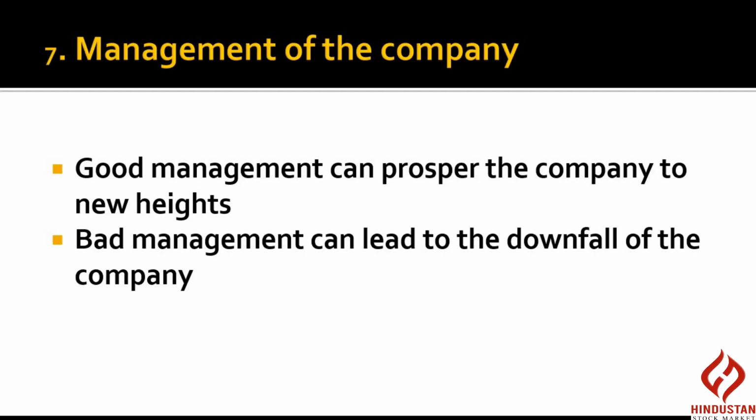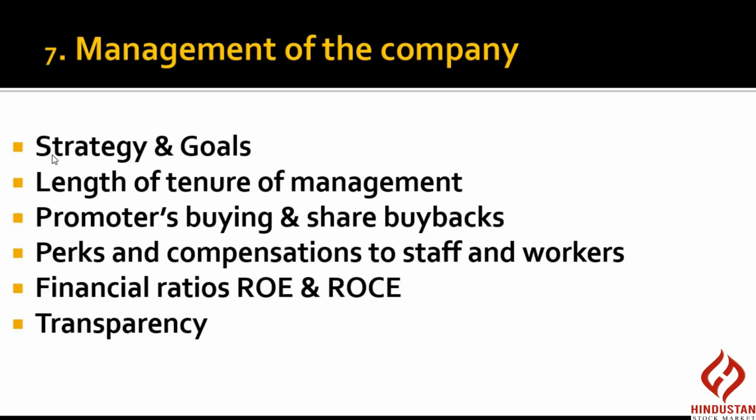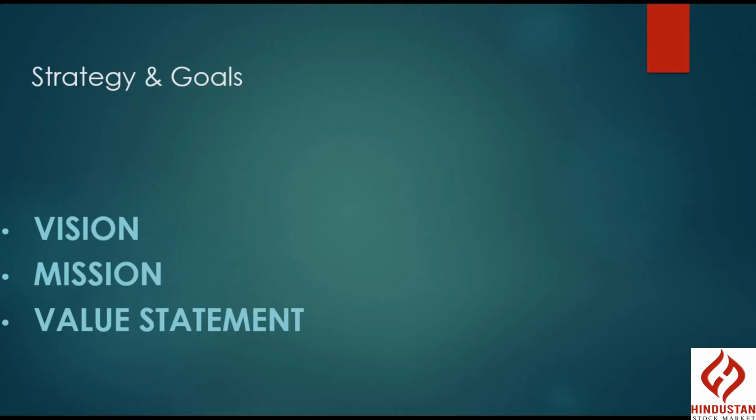Among other things, you should know who its CEO, CFO, MD, and CIO are, along with their qualifications and past experience. And we can check the efficiency of the management through its strategy and goals, length of tenure of the management, promoters buying and share buybacks, perks and compensation to staff and workers, financial ratios like return on equity and return on capital employed, and transparency, that is the integrity of the management. So we will see each of these points in detail now. So the first point is strategy and goal. Go through the vision, mission, and value statement of the company.